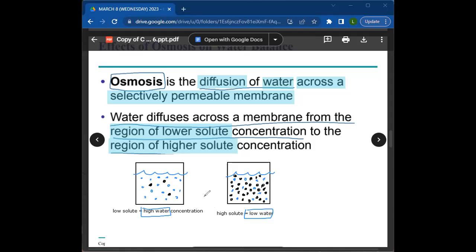Know it both ways, that the osmosis is moving from low solute to high solute, or in other words, from high water concentration to low water concentration. Definitely know it both ways. Okay, so let's move down and take a look at an example.